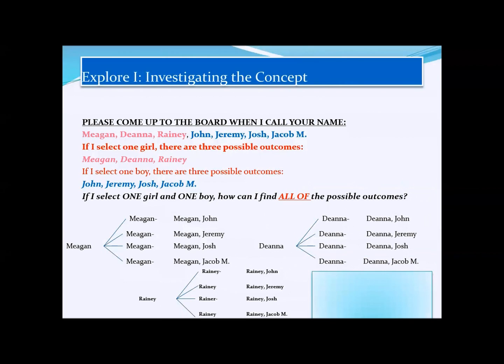Now, if I want to use another young lady, it will be Rainey and John, Rainey and Jeremy, Rainey and Josh, and Rainey and Jacob. Those are all the possibilities if I select one girl and one boy. So how many possible girl-boy outcomes are there altogether? 12.